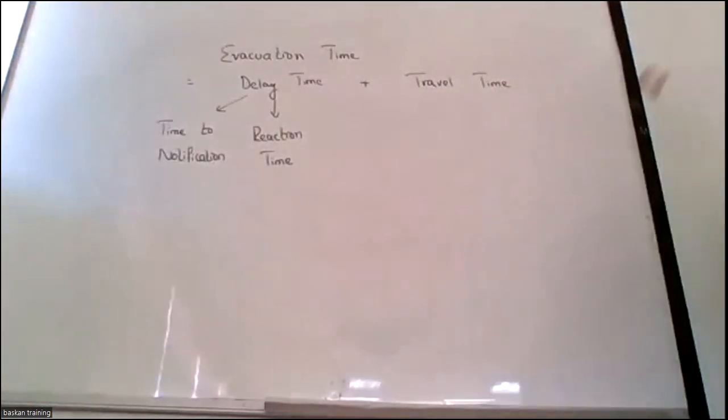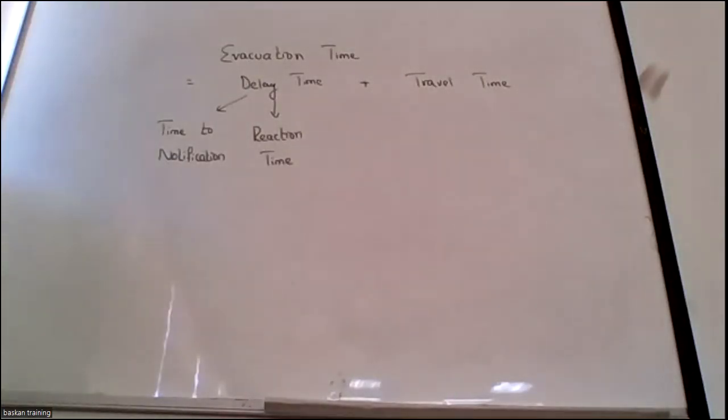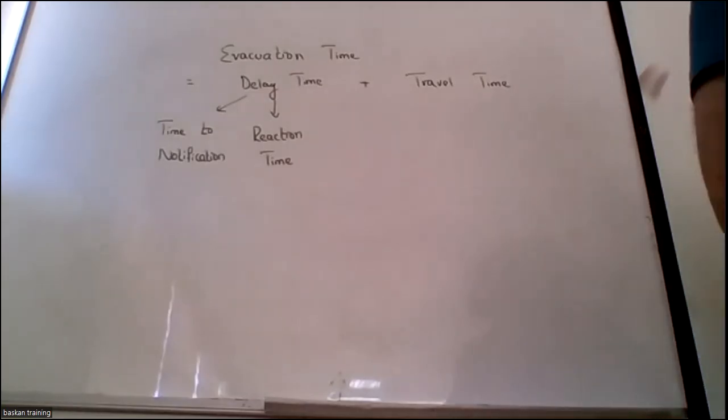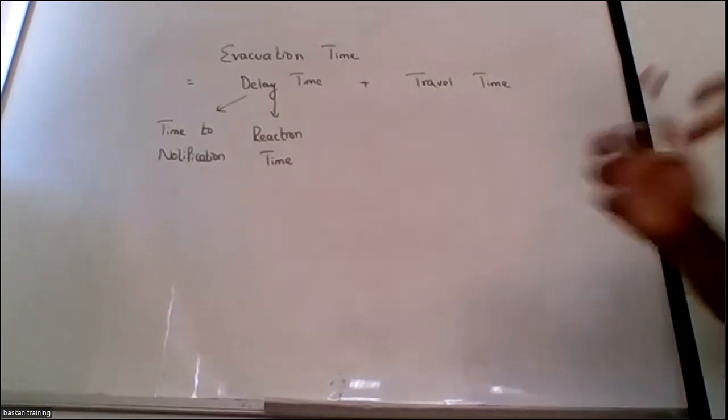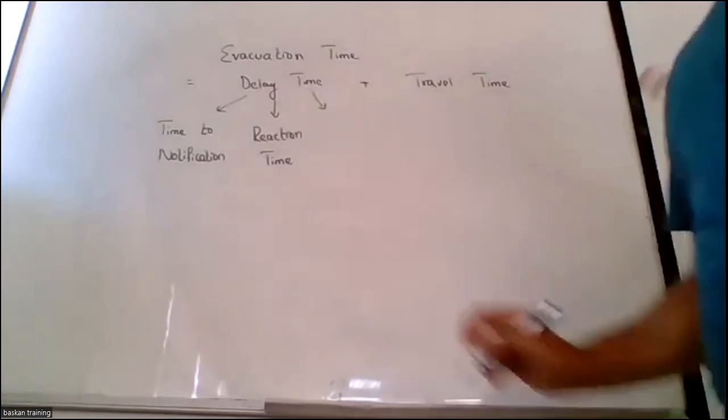Once the notification has been perceived by the occupant, his reaction time is also a part of delay time. Meaning, some of the people tend to be hyperactive, and some people tend to be frozen up, maybe out of paranoia or panic. So this reaction time also contributes towards the delay time. Then comes the third important parameter for the delay time, that is pre-evacuation activity time.